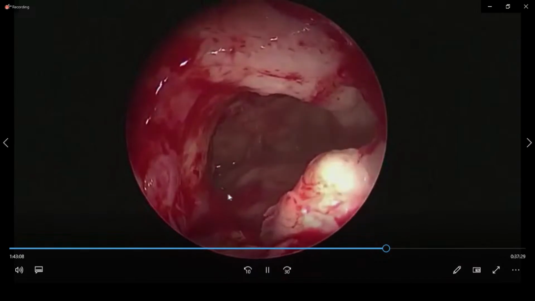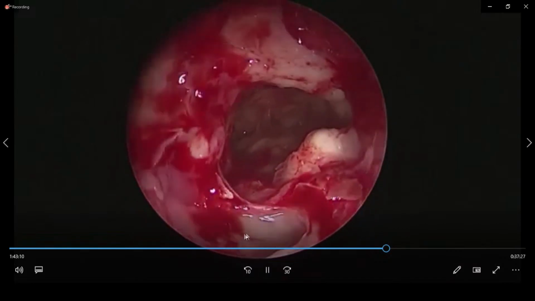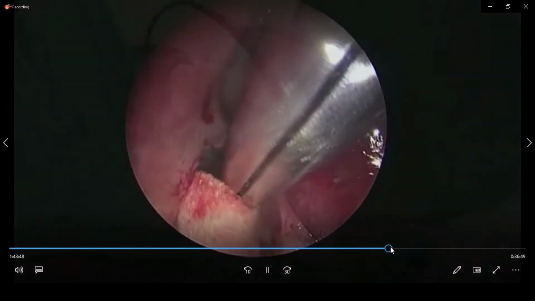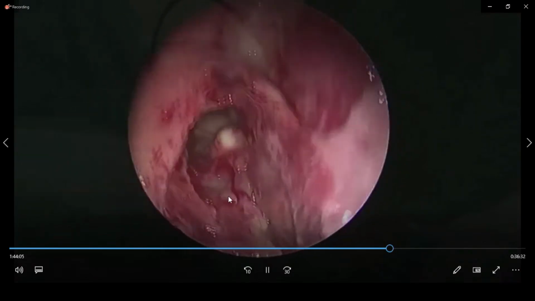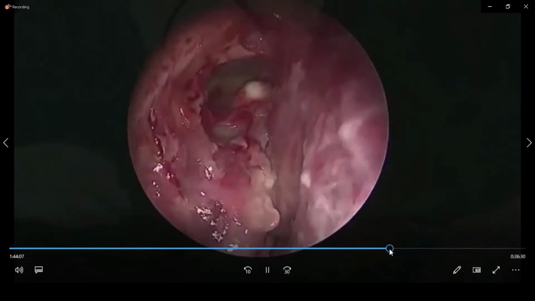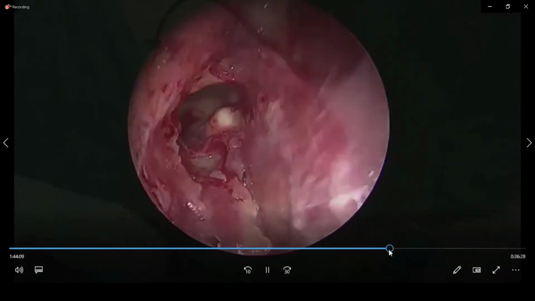Now what I am doing, see this is your supraorbital cell. Supraorbital cell, and this party wall being removed to widen this and communicate with the frontal sinus all the way. Decongestion. Now with the 70 degree.